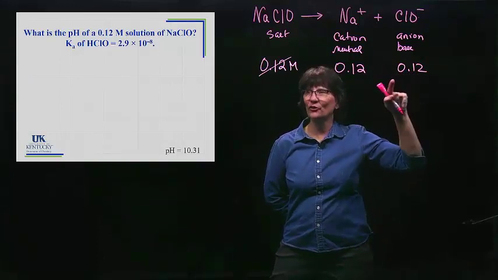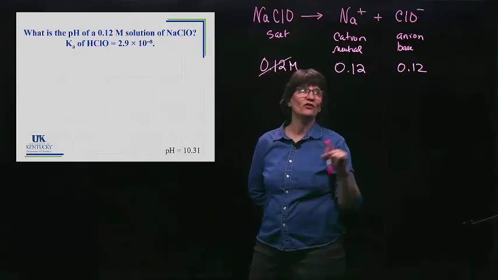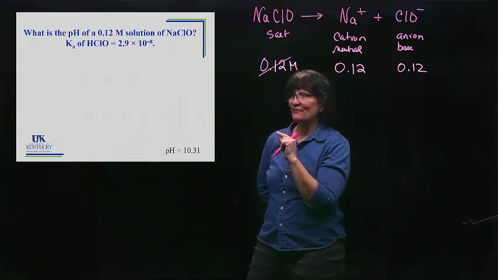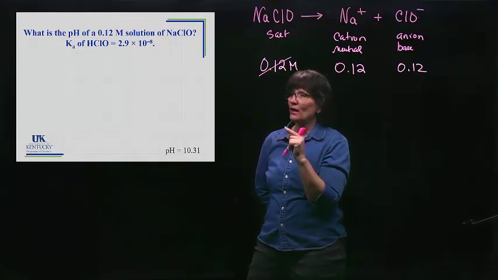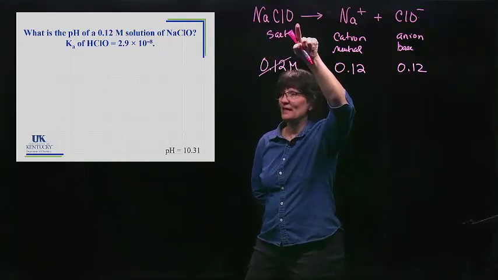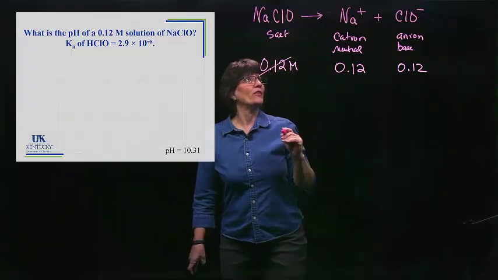This is a base, so now I'm ready to write the base reaction. Now, the other giveaway that this is a base. Look at the problem. I gave you the Ka of HClO. HClO is not in there, but ClO minus is. That must be its conjugate base, okay, of that acid. So let's write the base reaction.